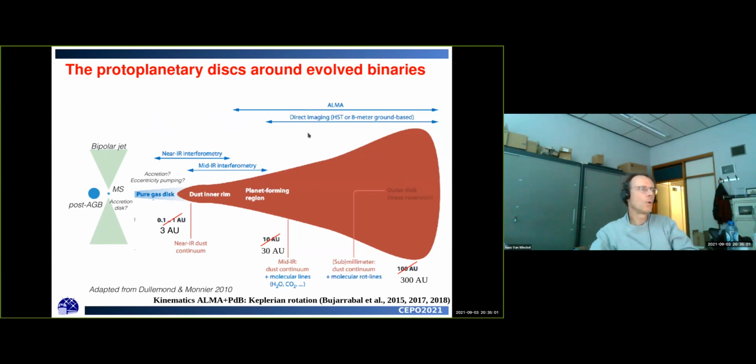We now have the possibility to resolve the disk because we want to understand the interaction between the disk and the central binary. So we have ALMA probing the outer regions, and near-infrared interferometry to resolve the inner rim. I won't go into too much detail about those high spatial resolution images because I will focus mainly on the bipolar jet characteristics. Our collaborator Valentin Bujarrabal proves that many of them are in Keplerian rotation via interferometric CO measurements.